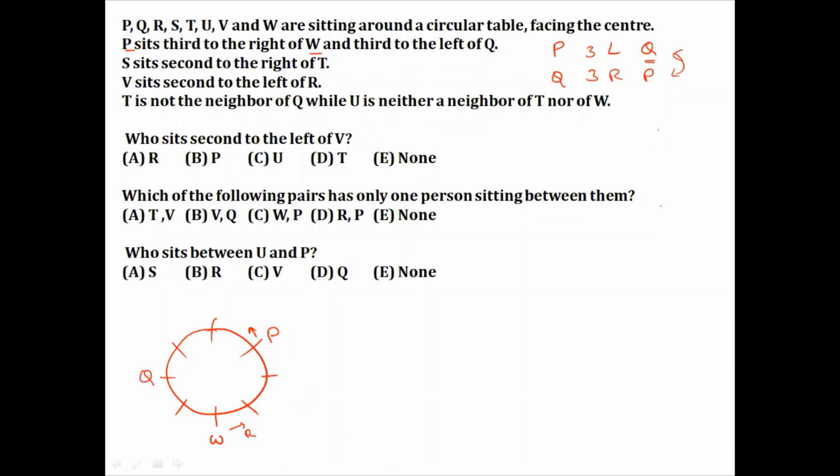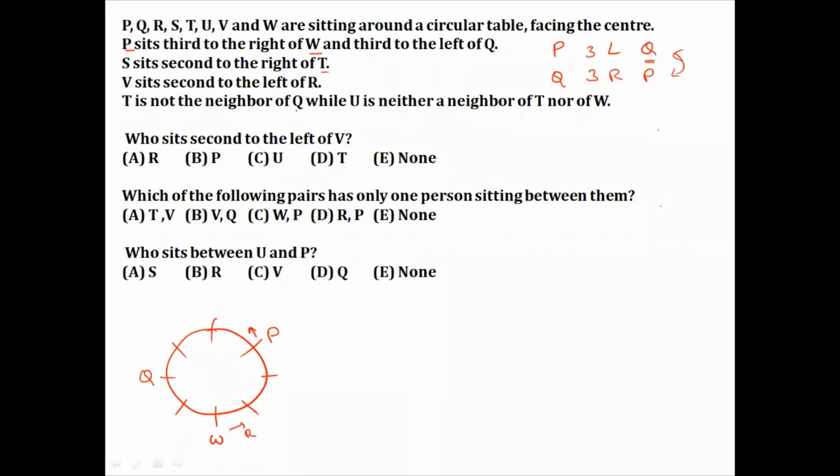Next, S sits second to the right of T. As of now, there is no place for T because we didn't place it. And V sits second to the left of R. Again, we didn't place R. Now I'm just checking, is there any other statement talking about W, Q, or T?